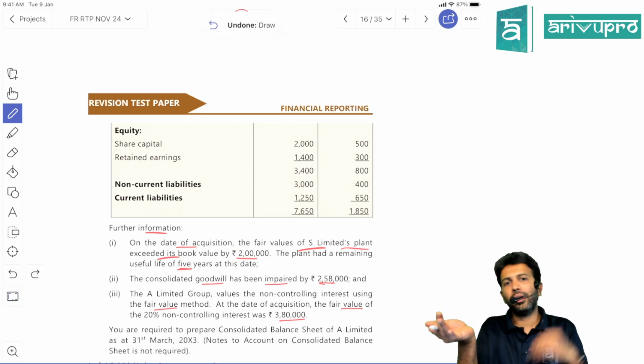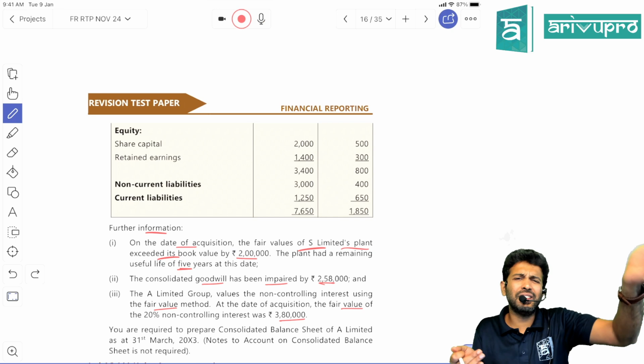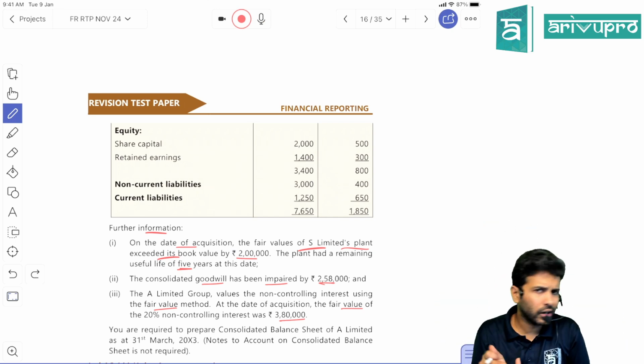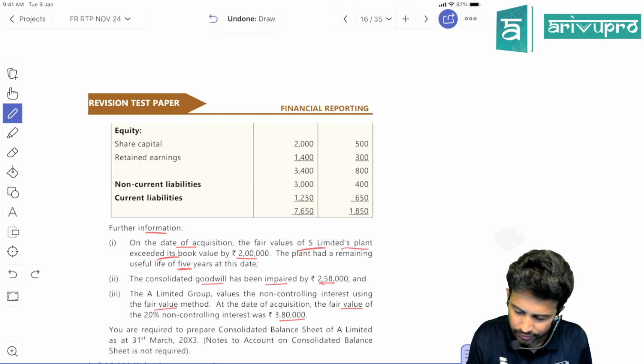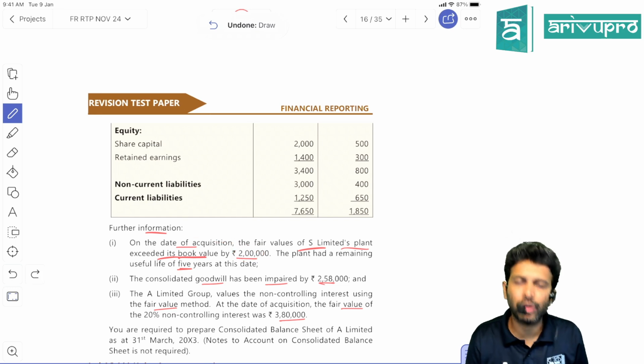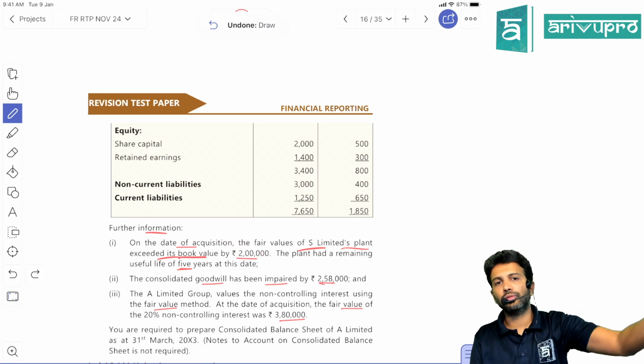Normally they give fair value and we compare it with book value and then we say whether there is a fair value increase or decrease. Here that increase or decrease, they have only given. They have compared that the fair value exceeded book value by 2 lakh. So compared to carrying amount, fair value is more by 2 lakh.